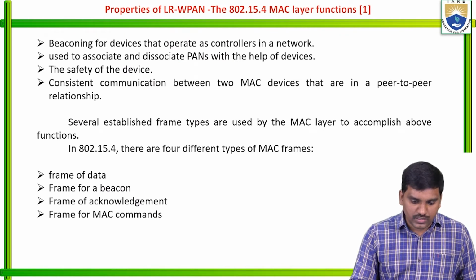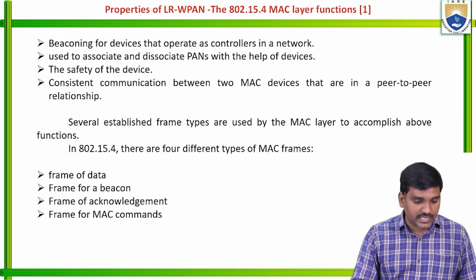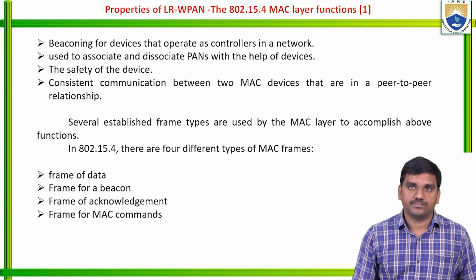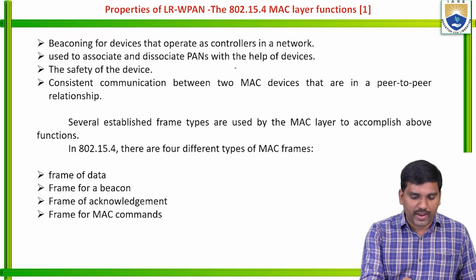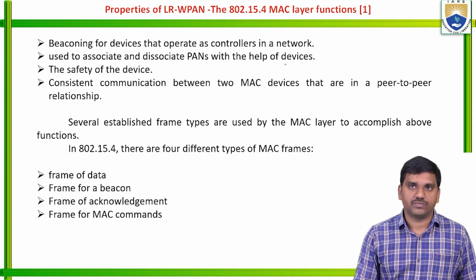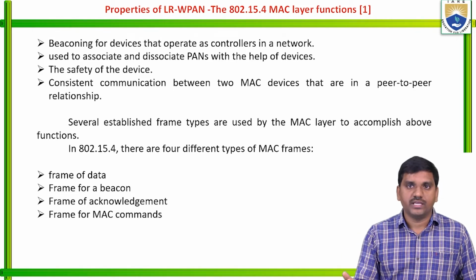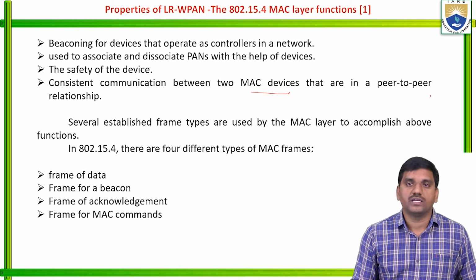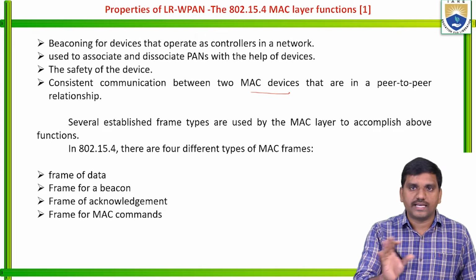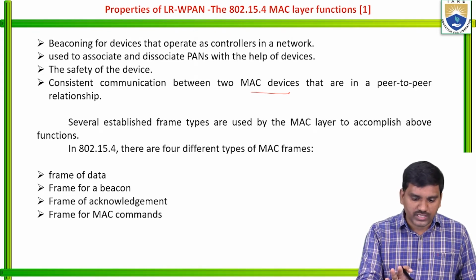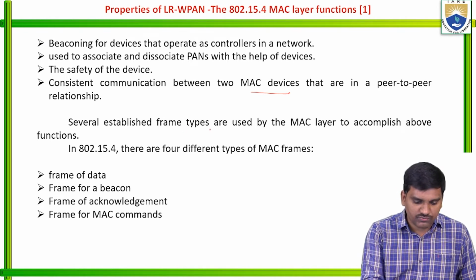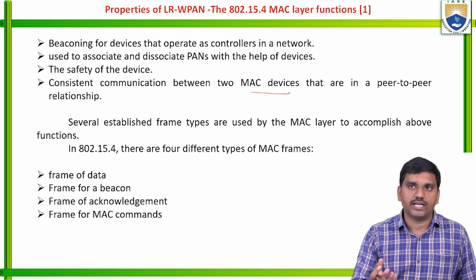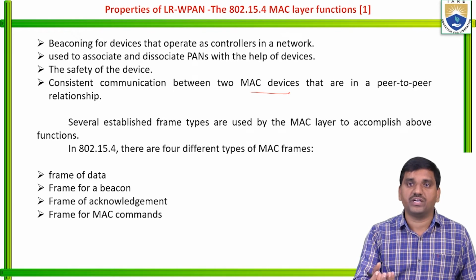Next, some more properties of MAC layer functions here. Becoming the devices for operating as controllers in the network, used to associate and deassociate PANs with the help of IoT devices. Next, the safety of the device is very sufficient. Next, consistent communication between 2 MAC devices that are in a peer-to-peer relation. So in order to develop the relationship between the devices, we use MAC devices here. Next, several established frame types are used by the MAC layer that accomplish the above functions. So in order to establish this, there are different frame types.